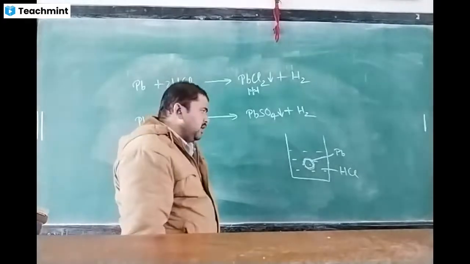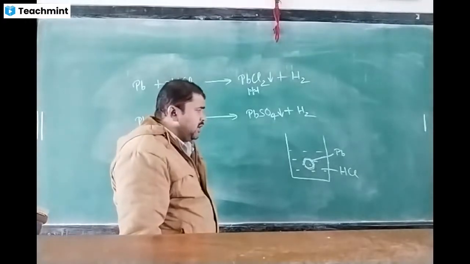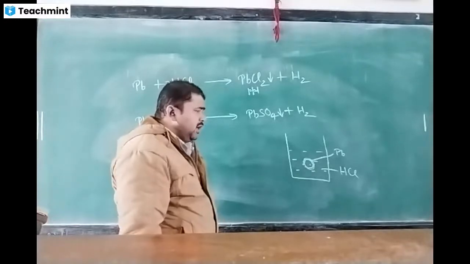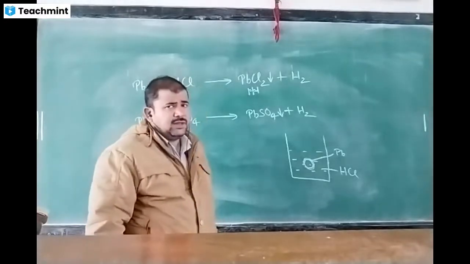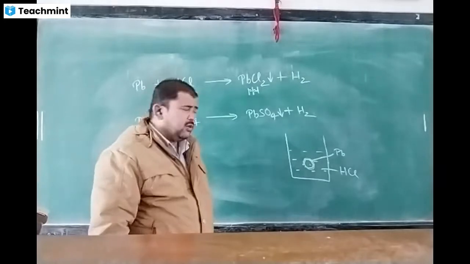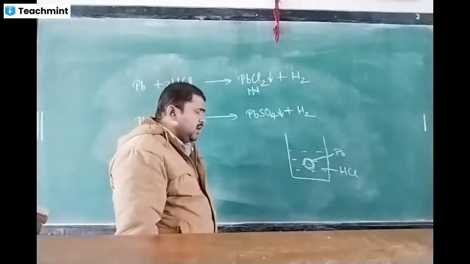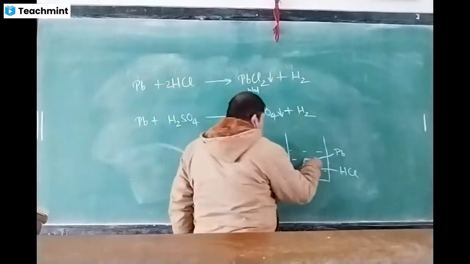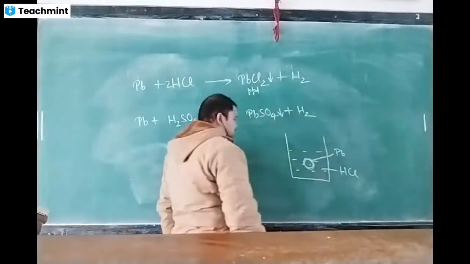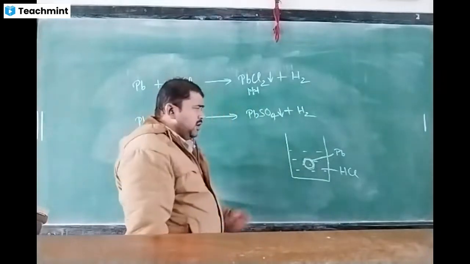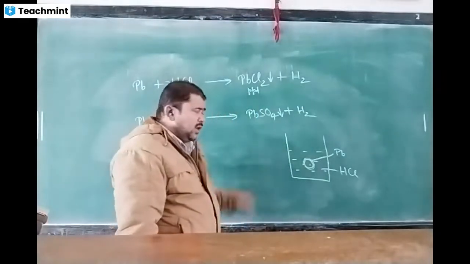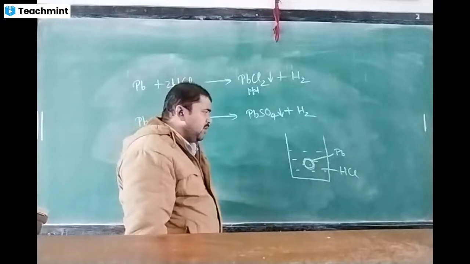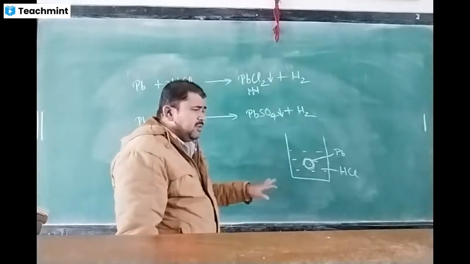So a lead chloride layer develops on the surface of the lead, and that's why the lead is not in contact with the acid. And when the lead is not in contact with the acid, lead cannot react with the acid. On the surface there is an insoluble solid material, the precipitate lead chloride, deposited on the surface of the lead. So lead is not in contact with the acid.